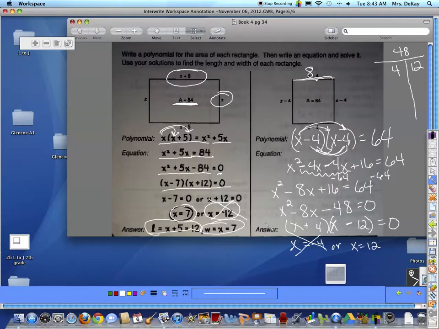Okay, so what is the length? X equals 12. And what is the width? Nope. X does equal 12, but what is the length and the width of the rectangle? 8 and 8. That's just the answer, length and width is different. Yep. Okay.